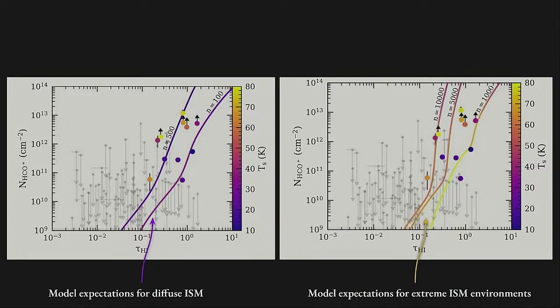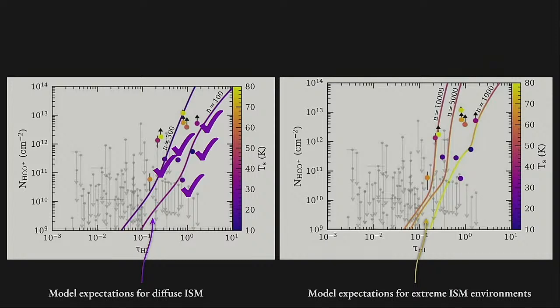All of our observations here are shown in these colored points. Then there are these lines that are predictions from models. On the left are predictions for the diffuse ISM, and on the right are predictions for very extreme ISM environments, like those around young giant stars. And the colors show the temperature of the gas, but don't worry too much about that.